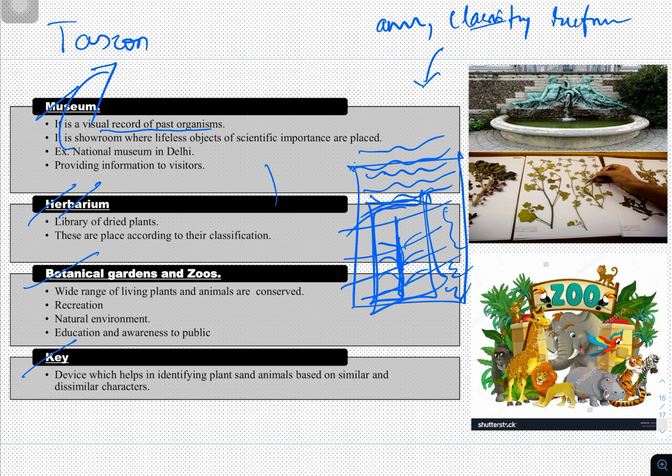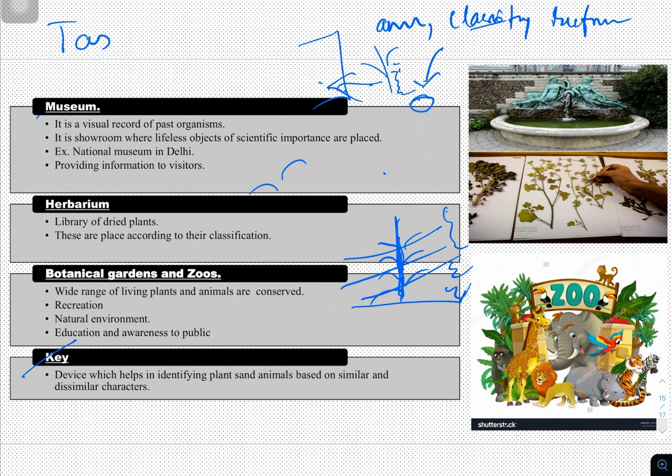So if I get any plant, I can visit the nearest institution where a herbarium is there, and compare the characters of my plant with the characters of the plant in the herbarium. I will come to know that it has certain characters, that this classification system matches this organism, and that it may be of this genus or this species. So it is simply a library of dried plants. See here, the plant has been pasted. This one is called herbarium.